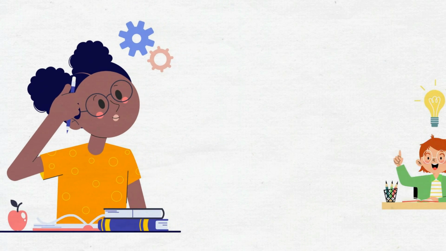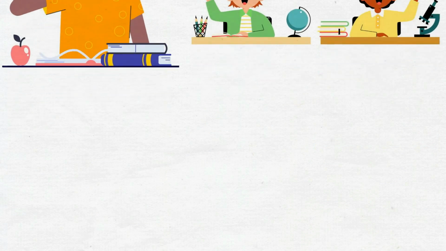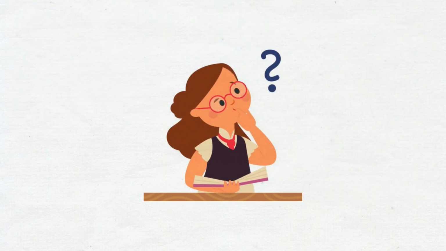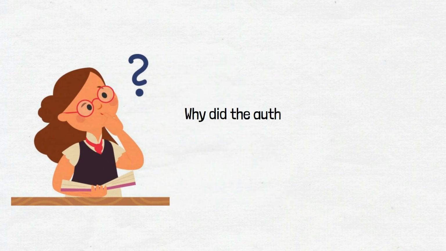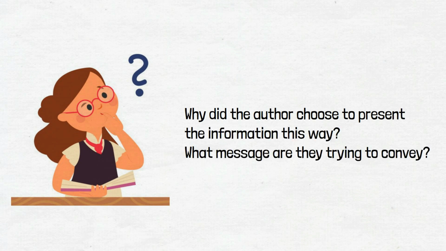Effective comprehension instruction also involves encouraging students to think critically about what they read. Responsive elaboration, for instance, prompts students to justify their interpretations and consider alternative perspectives, redirecting the student's reasoning. Similarly, questioning the author challenges students to analyze the author's intent, purpose, and reasoning. Why did the author choose to present the information this way? What message are they trying to convey? These questions push students beyond surface-level understanding, fostering a deeper engagement with the text and a greater appreciation for the writing process.